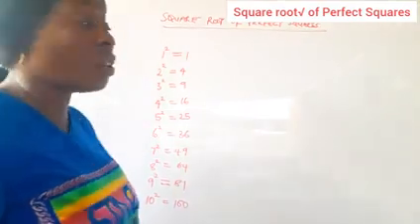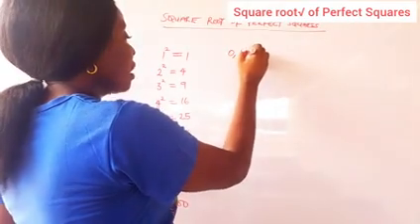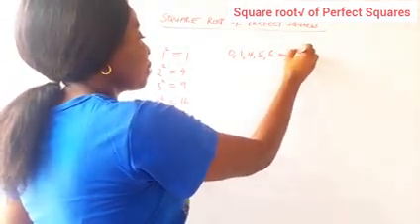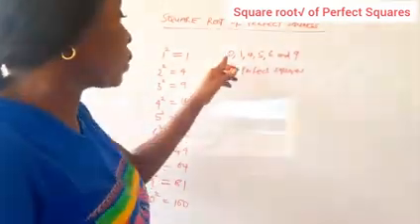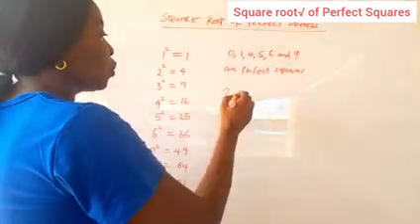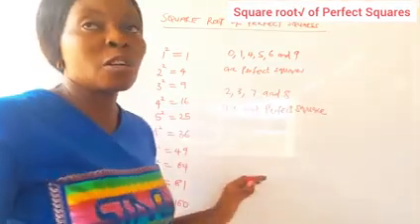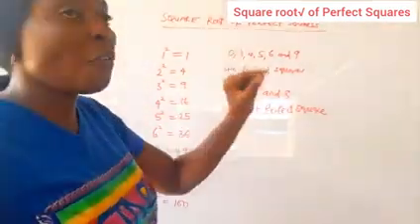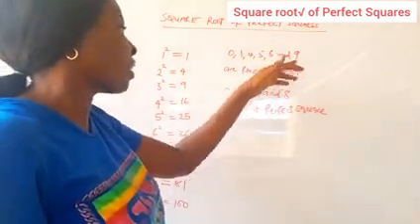So from all indications, it shows that any number that ends with 0, 1, 4, 5, 6, and 9 is a perfect square. So it's only a number that ends with any of these digits that is a perfect square. Any number that ends with 2, 3, 7, and 8 is not a perfect square. So by the end, we mean the units digit of any number that is a perfect square must be either 0, 1, 4, 5, 6, or 9.